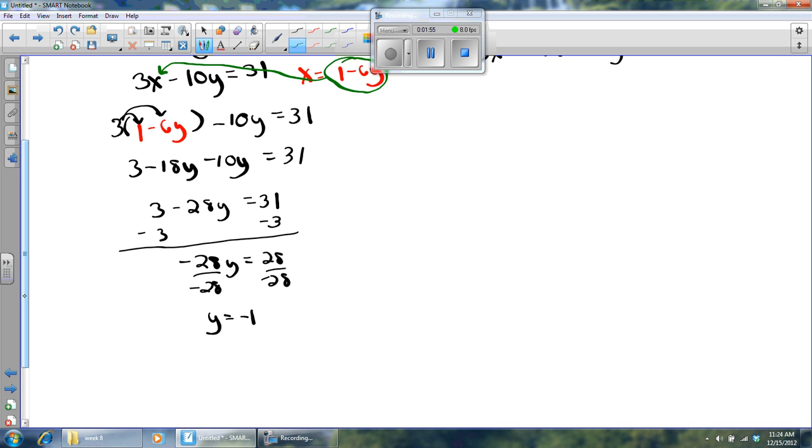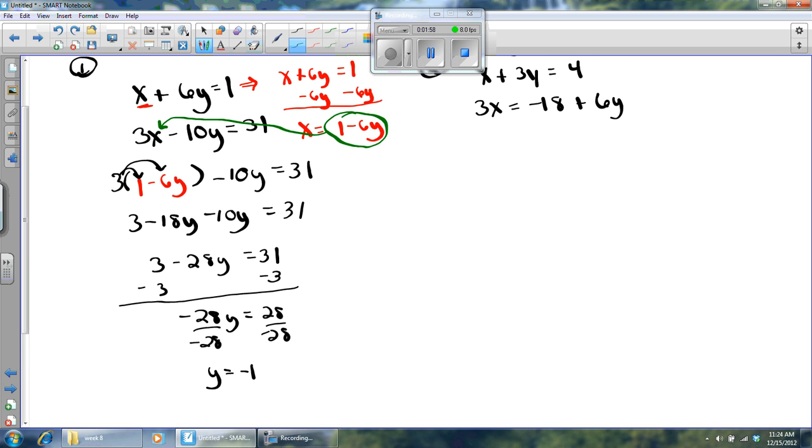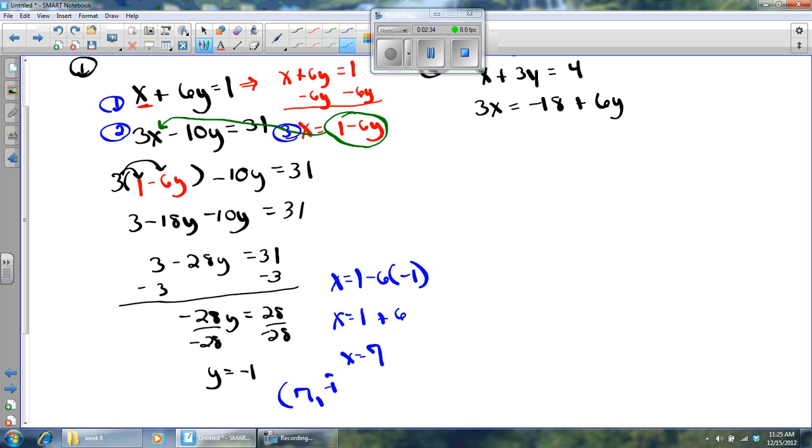Well, now that I know that y equals negative 1, I have to plug it into one of 3 equations. I could plug it into the first equation, the second equation, or this third equation right here, the modified or adjusted form of the first equation. I think equation 3 looks like the easiest one to use. So I'm going to say x equals 1 minus 6 times y, and y is negative 1. Negative 6 times negative 1 is positive 6. So then x equals 7. So the solution to the system is 7, negative 1. That's the place where the 2 lines cross.